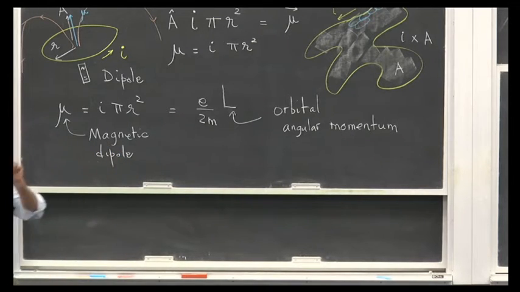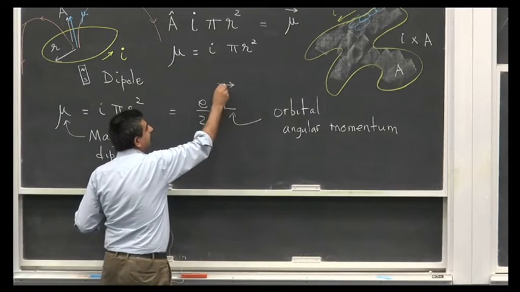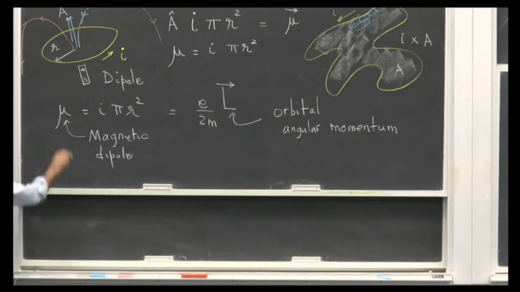So angular momentum is a vector. So I need to put an L here. Vector sign, right? This is also a vector.